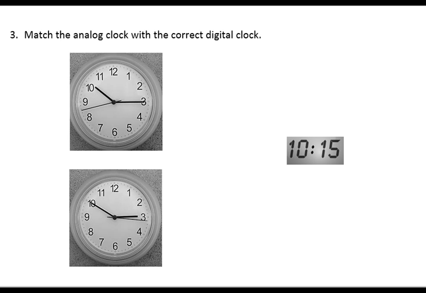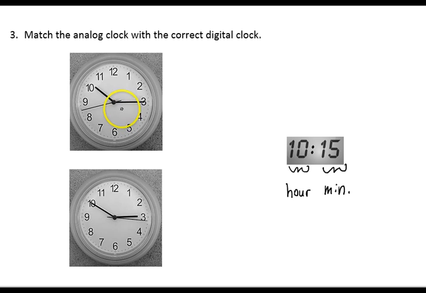Here we have 2 different clocks showing 2 different times. And then we have a digital clock showing the time of 10:15. And we have to match the clock to the correct digital time. Well, 15 shows us that 15 minutes are past the hour, and the 10 shows us that that is the hour. When we're looking at an analog clock, the longer hand is pointing to the minutes, and the shorter hand is pointing to the hour.